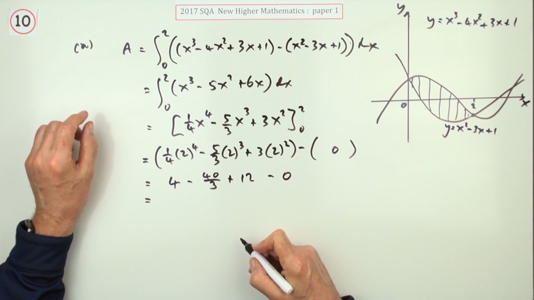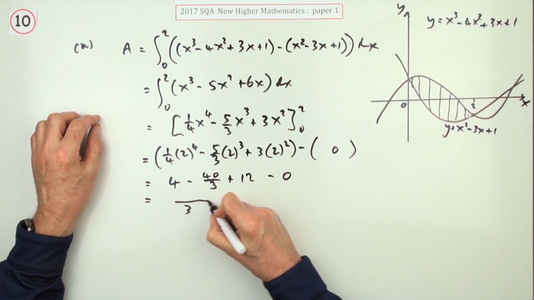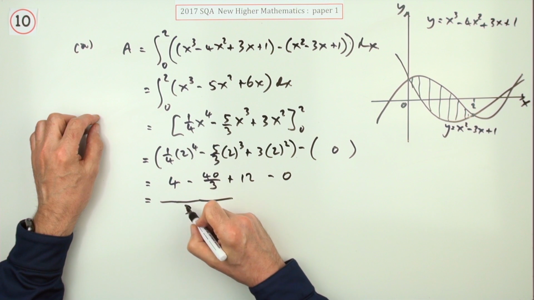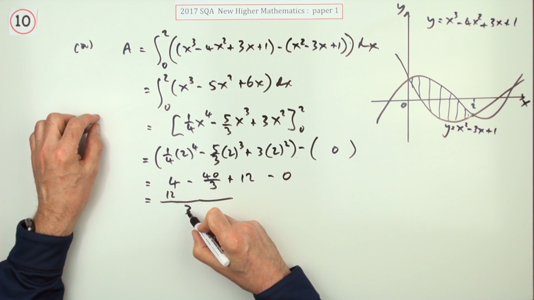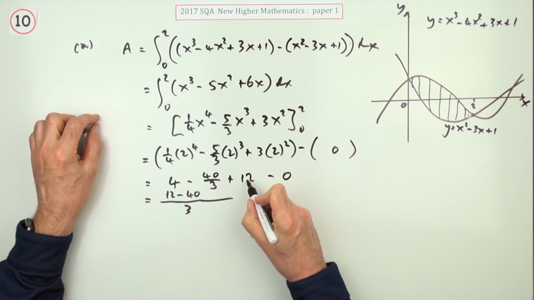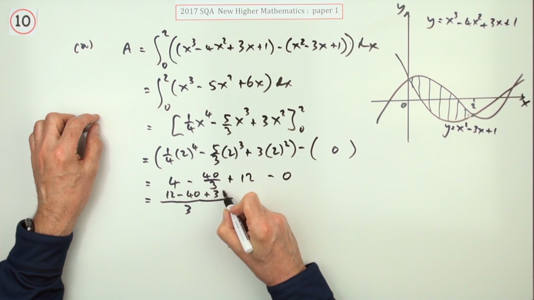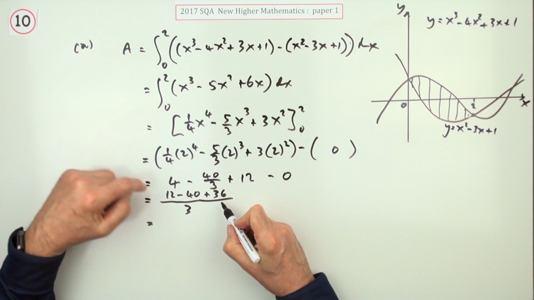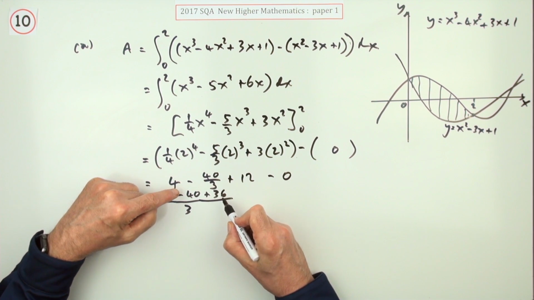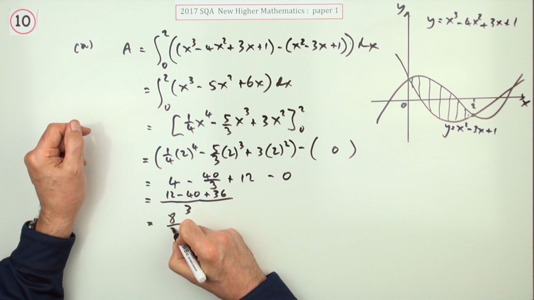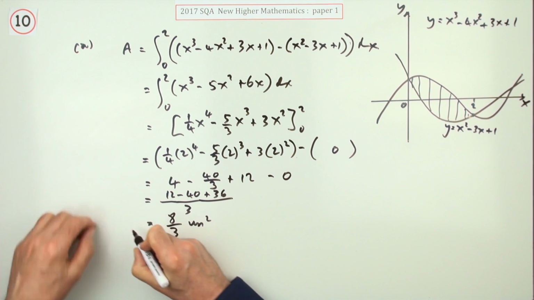And it's all going to be thirds then. So what have I got over 3? Or maybe I'll show the working. So 4 would be 12, multiply by 3, minus 40, multiply that by 3, and that goes to 36. So altogether you've got 48 minus 40, which is 8 upon 3 squared units for the area.